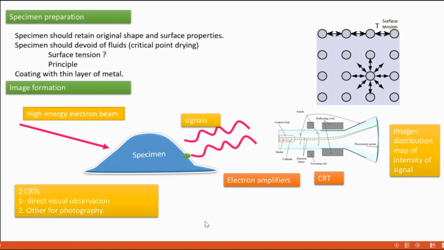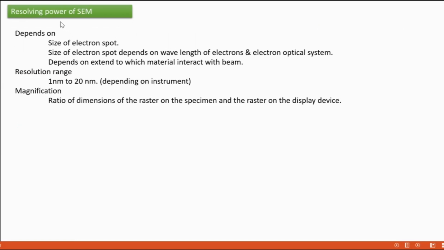I think you understand. Next is about the resolving power of SEM. The resolving power depends on certain aspects. First is the size of the electron spot. What is the size of the spot that is formed on the specimen by the electron beam? And the size of the electron beam spot on the specimen depends on the wavelength of electrons and also the electron optical system and its optical properties.